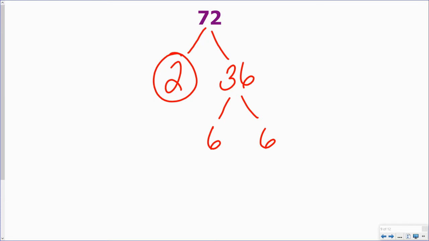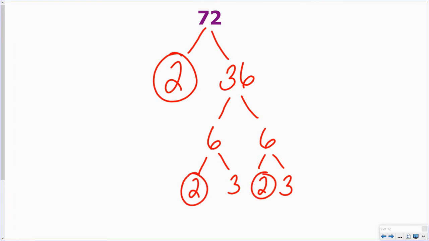Again, I'm going to ask myself, are either one of those prime? No, because 6 can be broken down into 2 multiplied by 3. And same thing with this 6, 2 multiplied by 3. So again, I ask myself, are either of these factors prime? Well, I know from before 2 is prime, so that's done. And I also know that 3 is prime because the only way I can get 3 is 3 times 1.